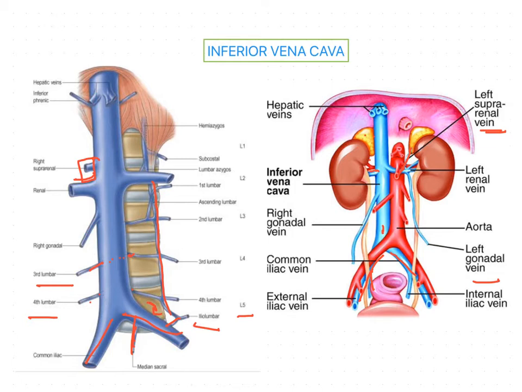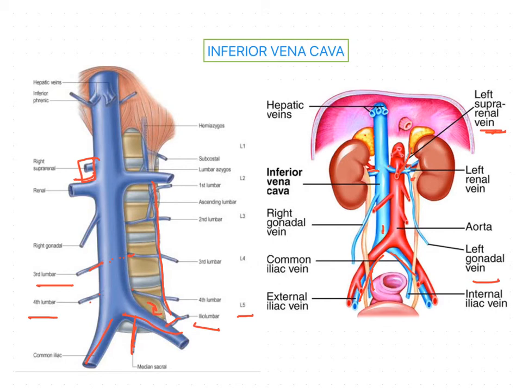The left suprarenal vein opens into the left renal vein, and then it opens into the inferior vena cava. Only the right suprarenal vein opens directly into the inferior vena cava. So among the direct tributaries to the inferior vena cava, we can also add this right suprarenal vein along with the other 5 tributaries.